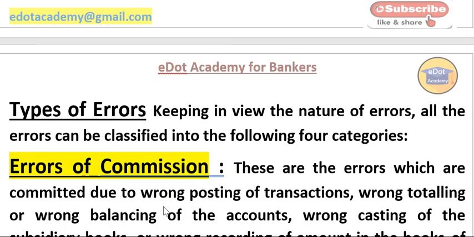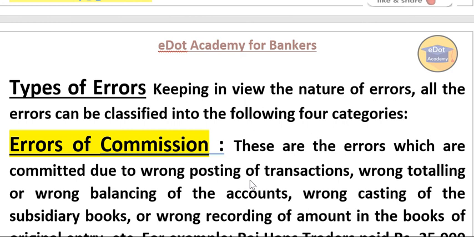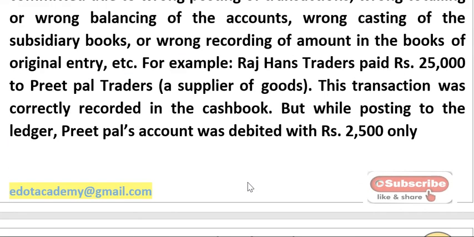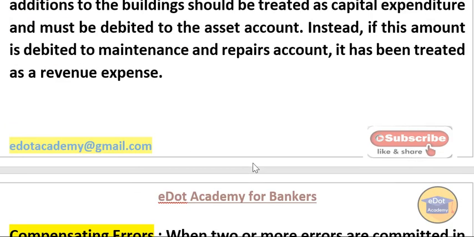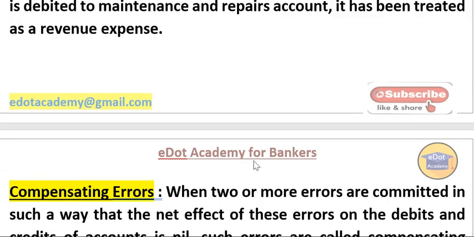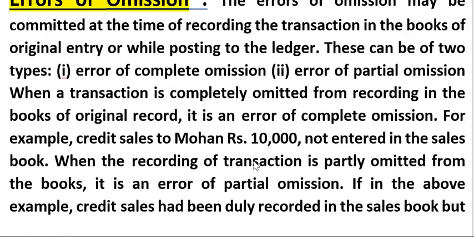Now we'll see the types of errors. Four types of errors are here, so they are divided into four categories. Number one is called error of commission. Number two is called error of omission. Number three is called error of principle. And the fourth one is called compensating error. So we'll see them one by one.